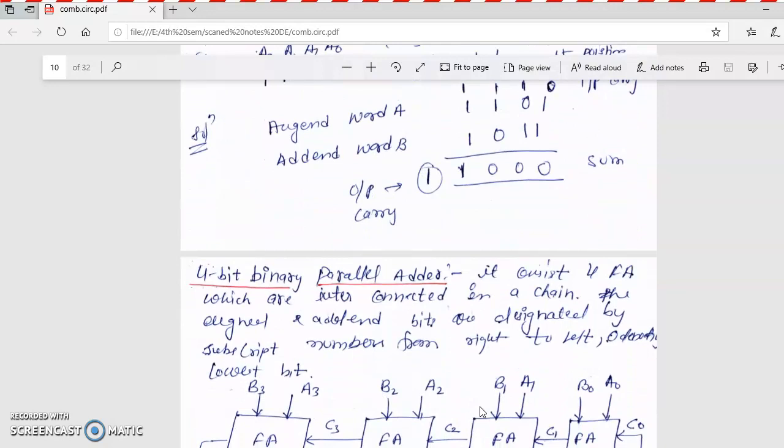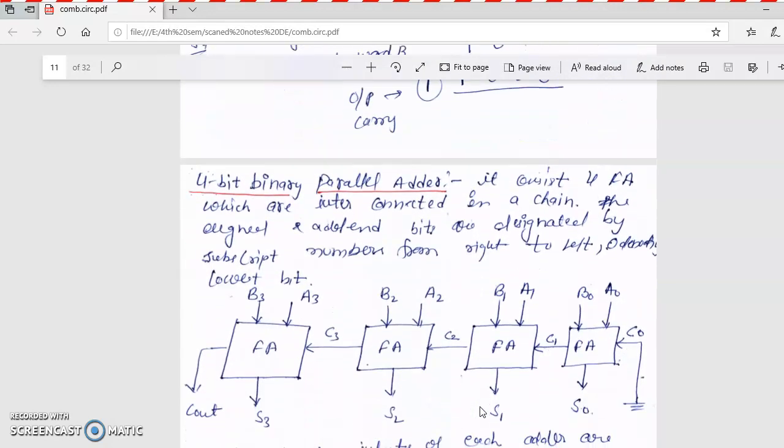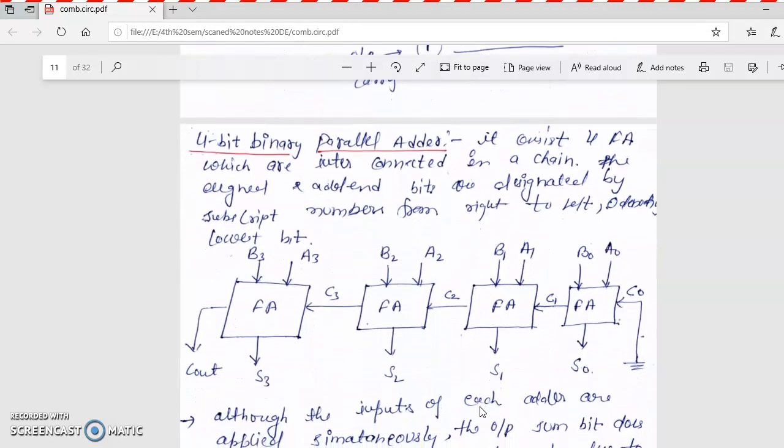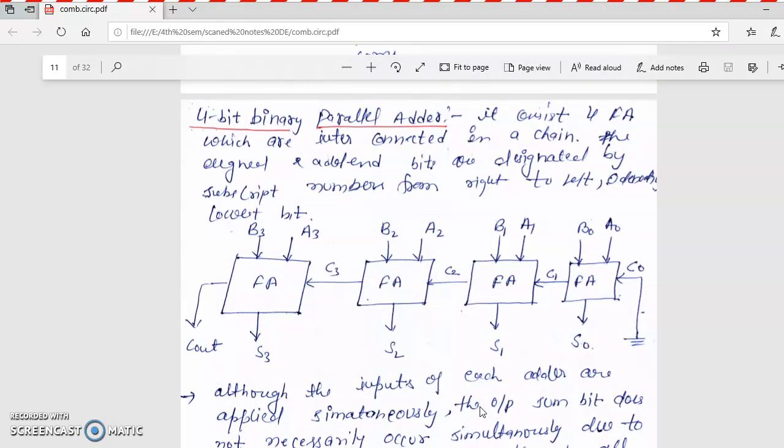Next one is the 4-bit binary parallel adder. From the point of view of your exam, it is an important topic. The 4-bit binary parallel adder consists of 4 full adders which are interconnected in a chain. See students, as the name mentions, this is a 4-bit parallel adder. Actually, if a parallel adder has n bits, then n full adders are used. So here n is 4, so the number of full adders is 4: 1, 2, 3 and 4. Okay, they are interconnected through a chain.